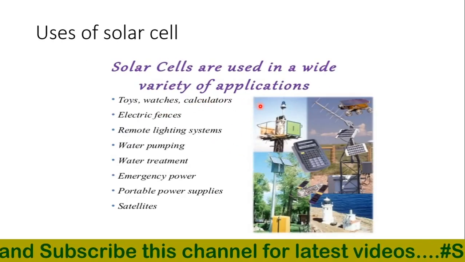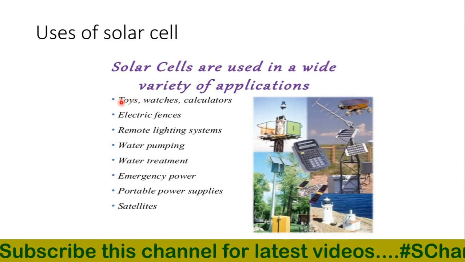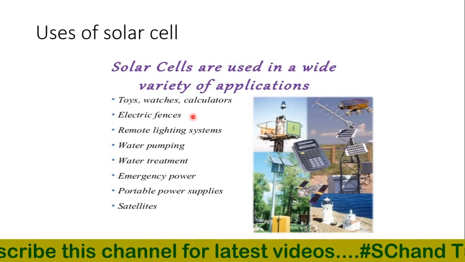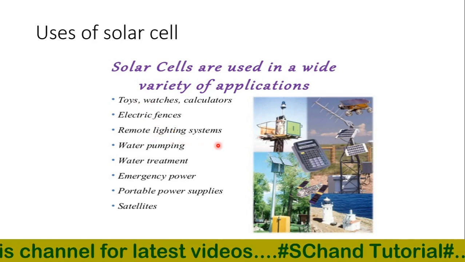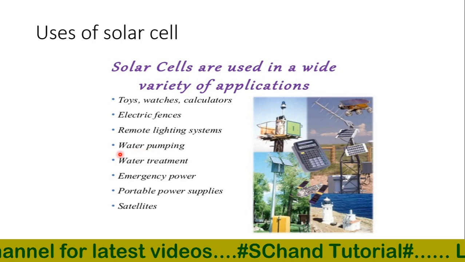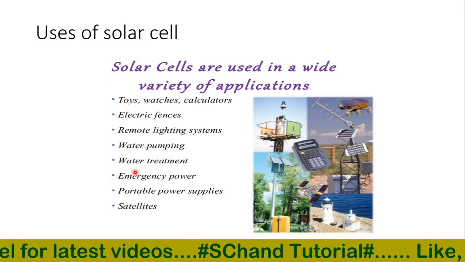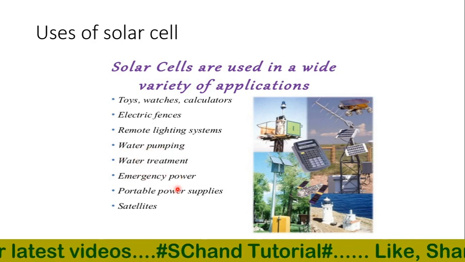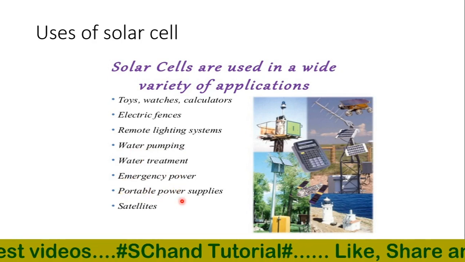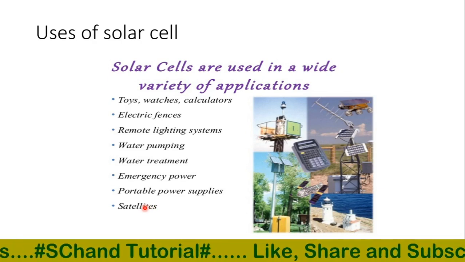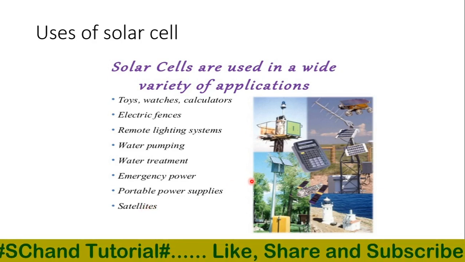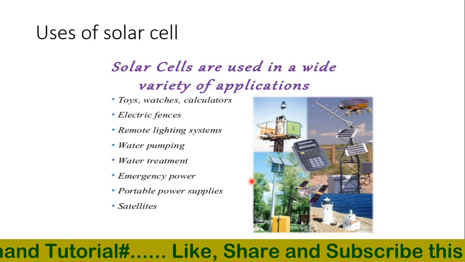So what are the uses of solar cells? Solar cells are used for a wide variety of applications. They are used in toys, watches, calculators, electric fences, remote lighting systems, water pumping, water treatment, emergency power, portable power supplies and satellites. These are some applications or uses of solar cells.